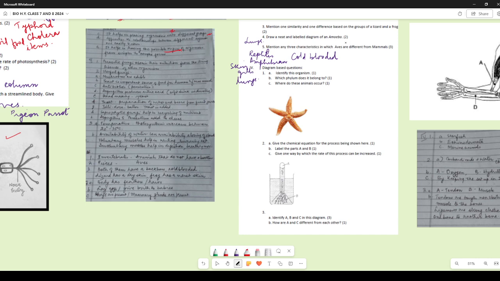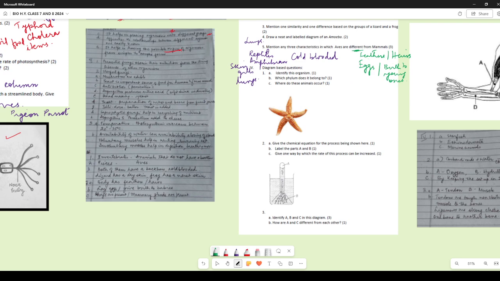Draw neat and label diagram of amoeba. Amoeba diagram is already given in your book, so you are supposed to draw the diagram. Mention any 3 characteristics in which apes are different from mammals. So first and foremost, what do the apes have? Apes have feathers on their body, and mammals have hairs. Now remember, we are talking about the differences. So apes, they lay eggs, and mammals, they give birth to young ones, right? So that is how they are different.